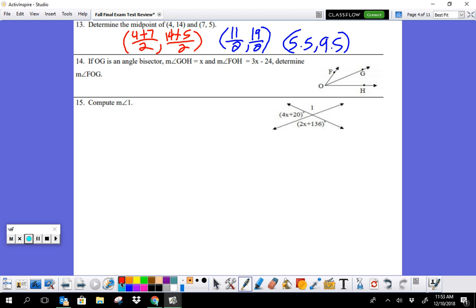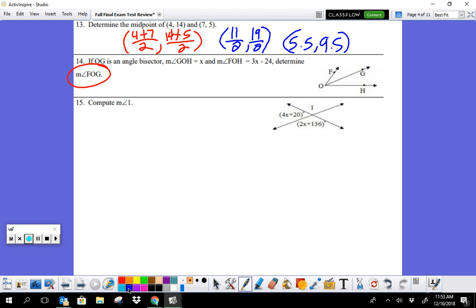Number 14, if OG is an angle bisector, and then it's giving you different pieces to this, determine the measure of FOG. Make sure you are always reading what that question is asking, because a lot of the times, especially on multiple choice, we make the mistake of getting the x but not actually plugging it back in. And actually, y'all make that mistake more when it is multiple choice.